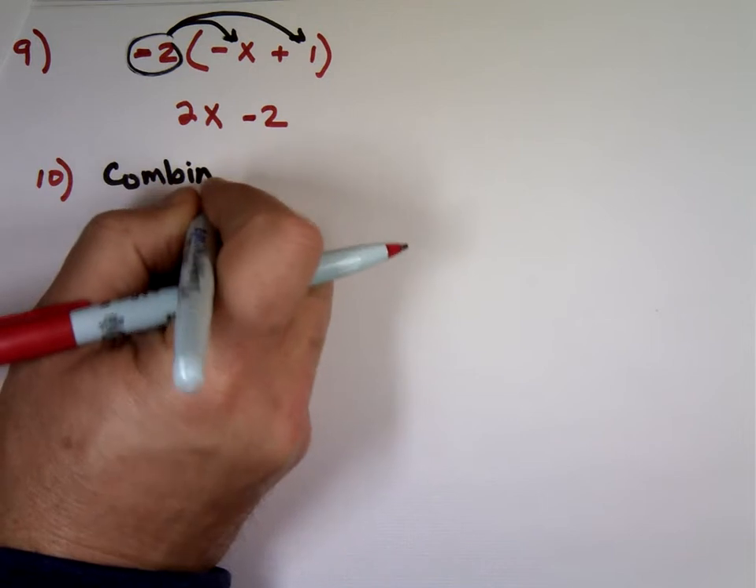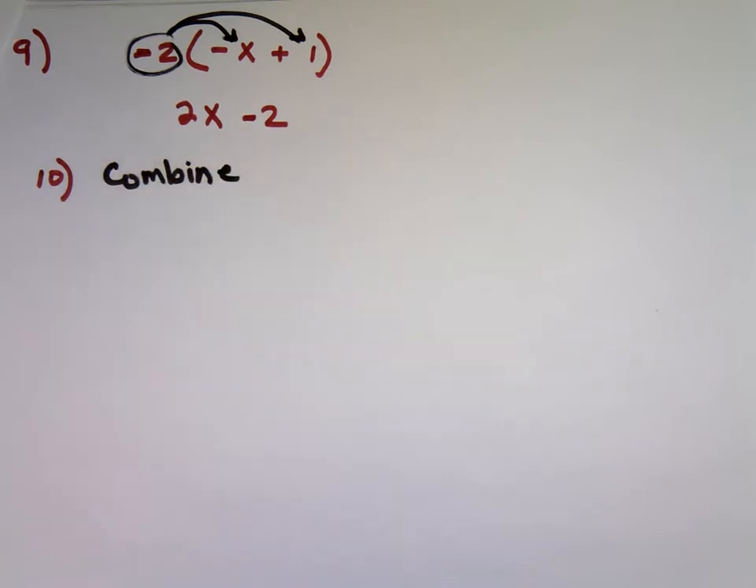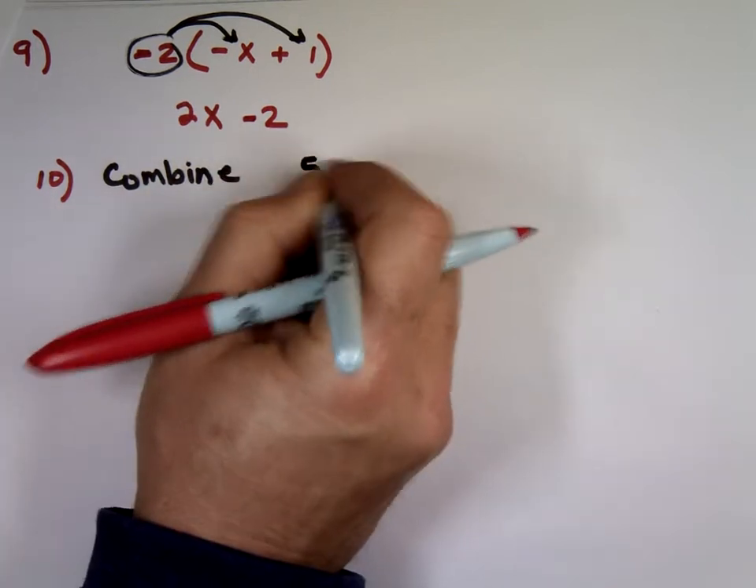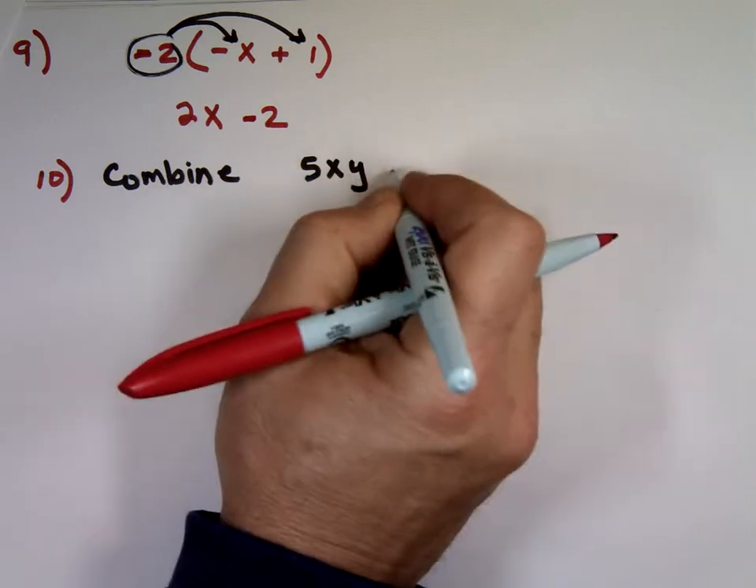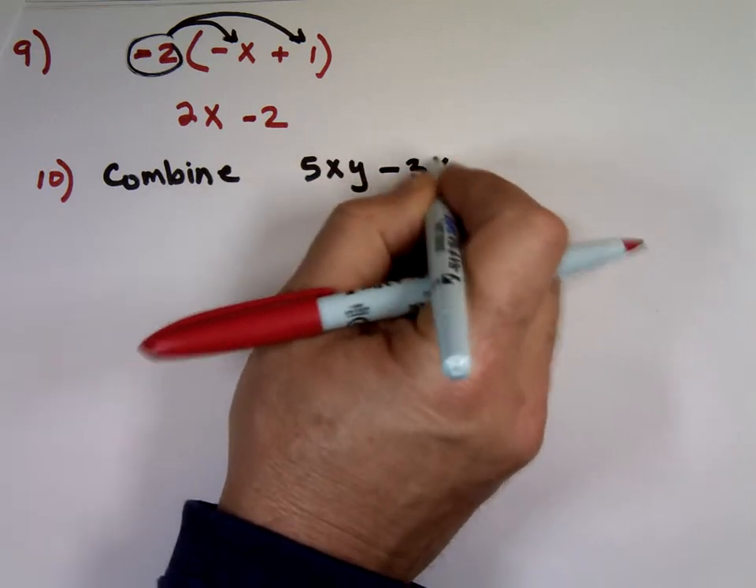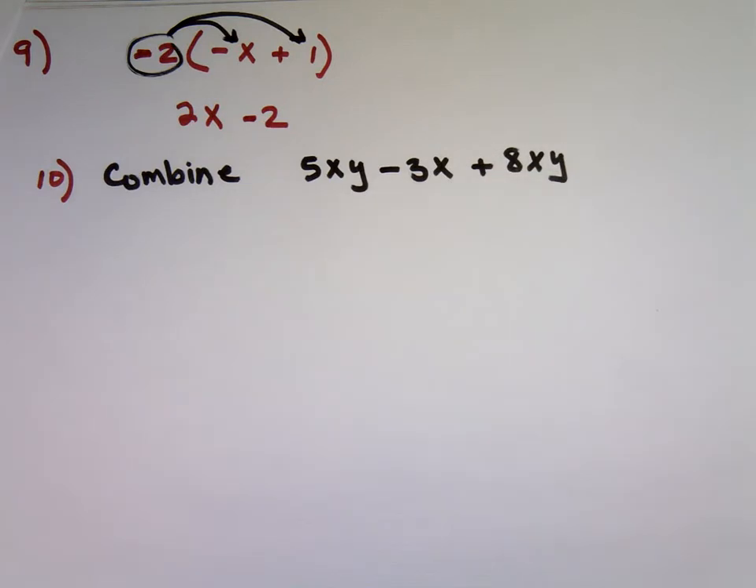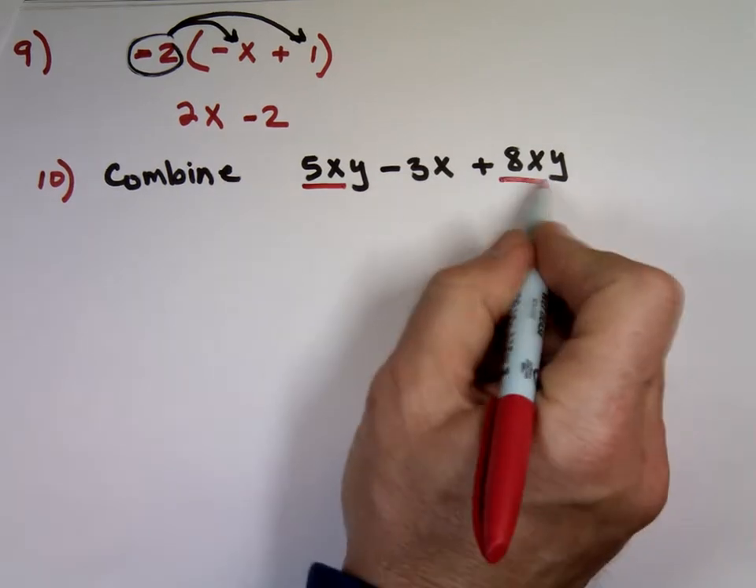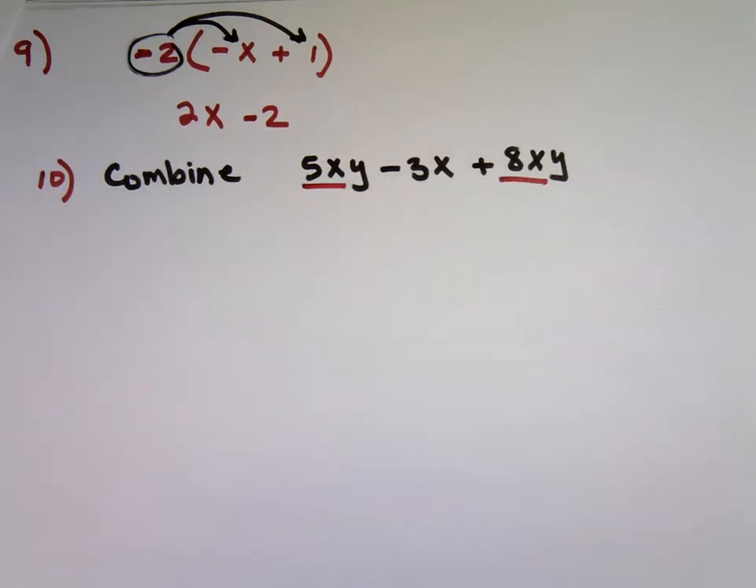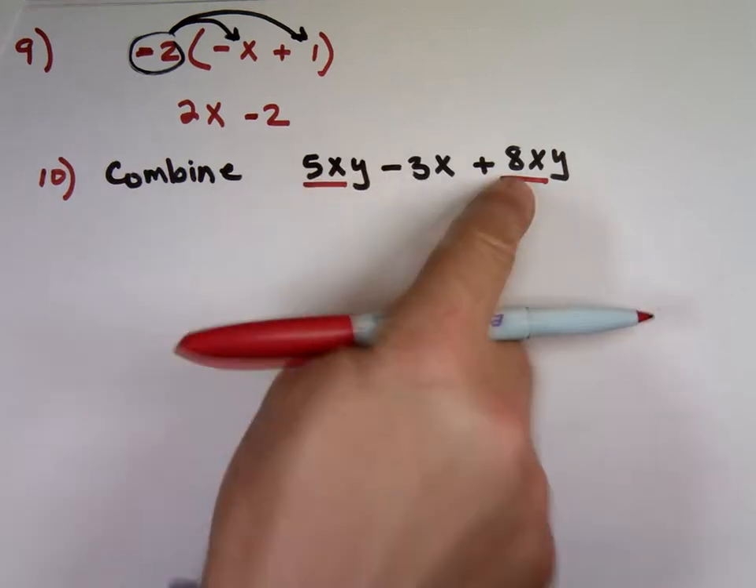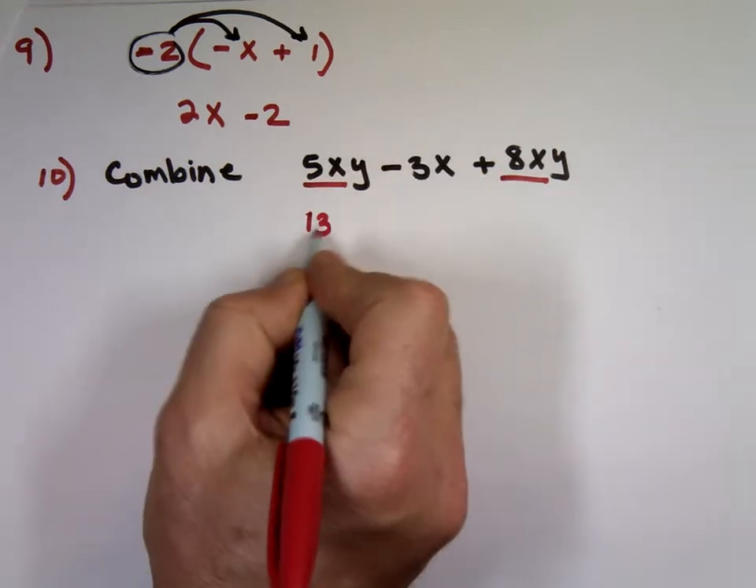Combine like terms. 5xy minus 3x plus 8xy. 5xy and 8xy. These are the like terms. Only these two. What's 5 and 8? 13xy. It's not x squared, y squared?